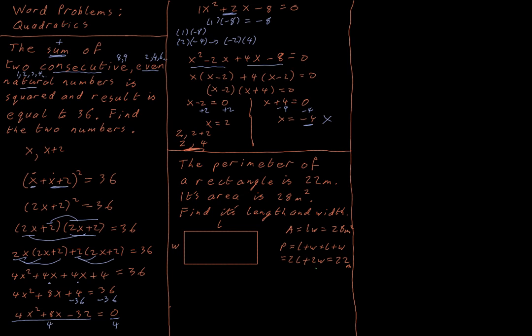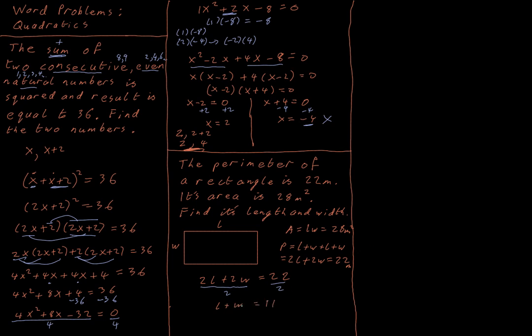The way that I think is easiest to deal with is to take the perimeter. So I know that 2 times the length plus 2 times the width is equal to 22. I want to find out what the length and the width are. So I can see I have a common factor of 2 here, so I can divide both sides by 2. So I know that length plus width is equal to 11.